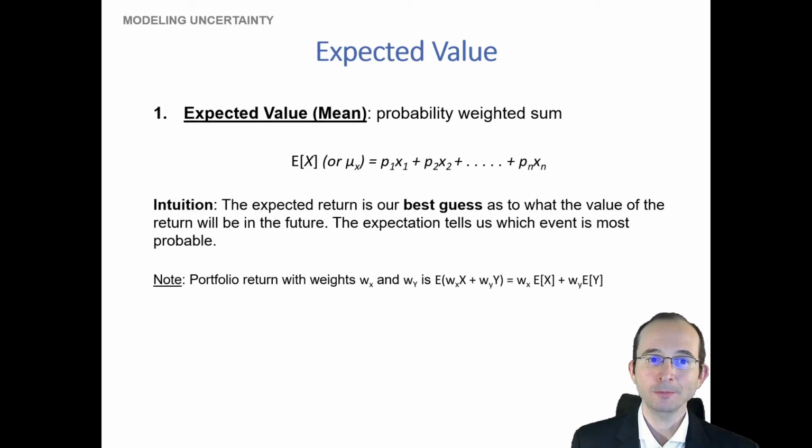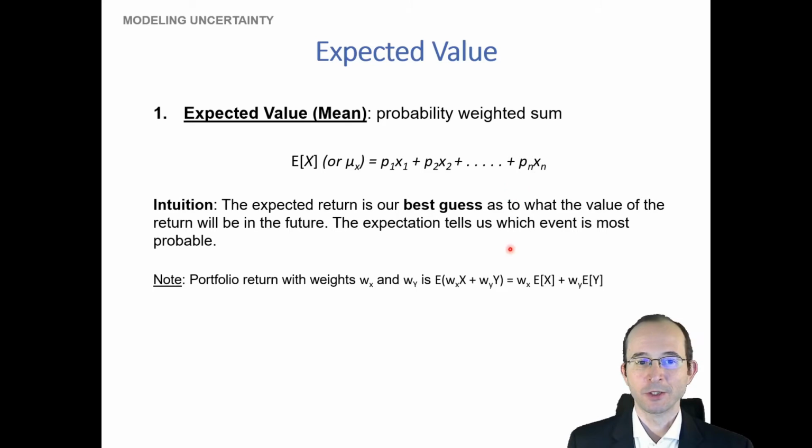The expected value or the mean is really the simplest one. All you do is just take a probability weighted sum. You have your vector of outcomes x, you have your vector of probabilities p, you multiply all the elements and add them up, and that essentially tells us what the most likely outcome there is.